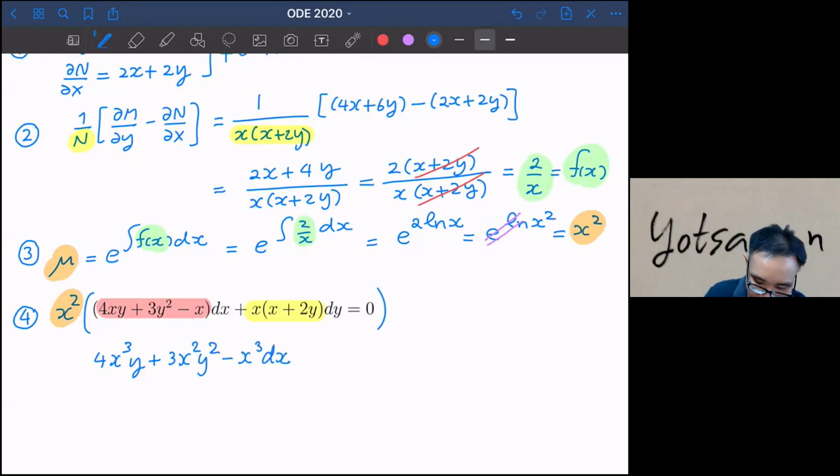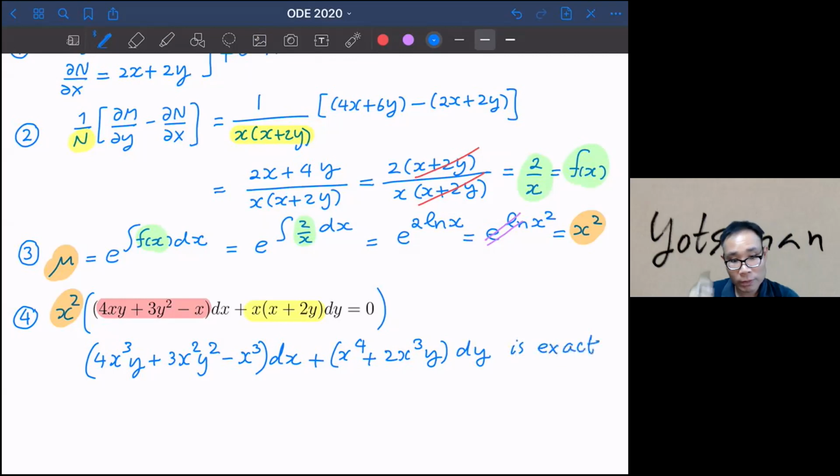So this one will be just dx, plus you have x to the fourth plus 2x cubed y, so you have 2x cubed y dy. So this one you know that it is an exact equation. This equation turned out to be an exact equation.